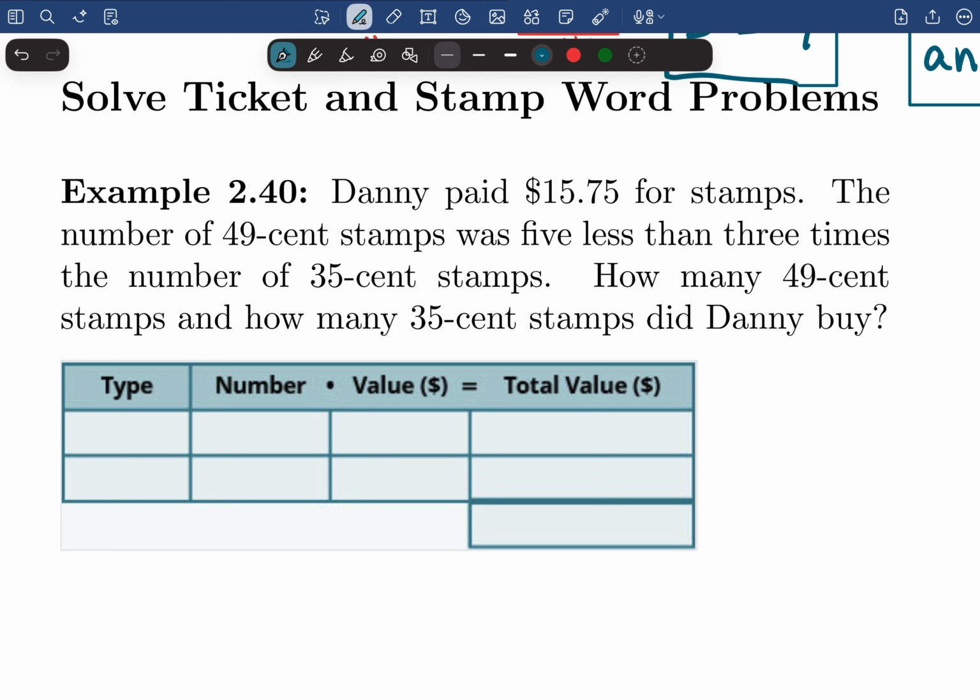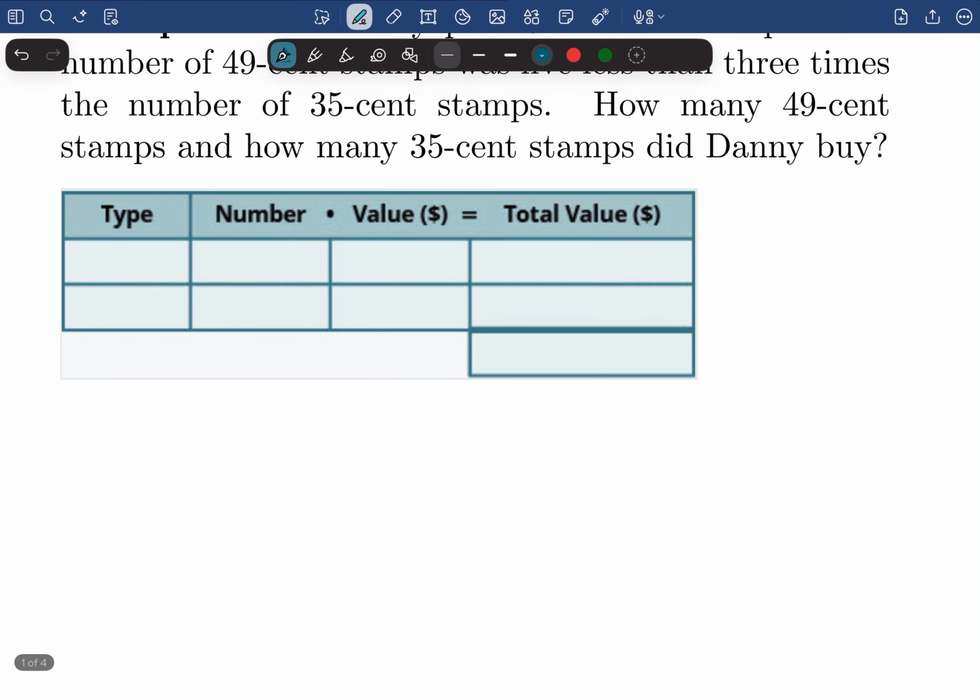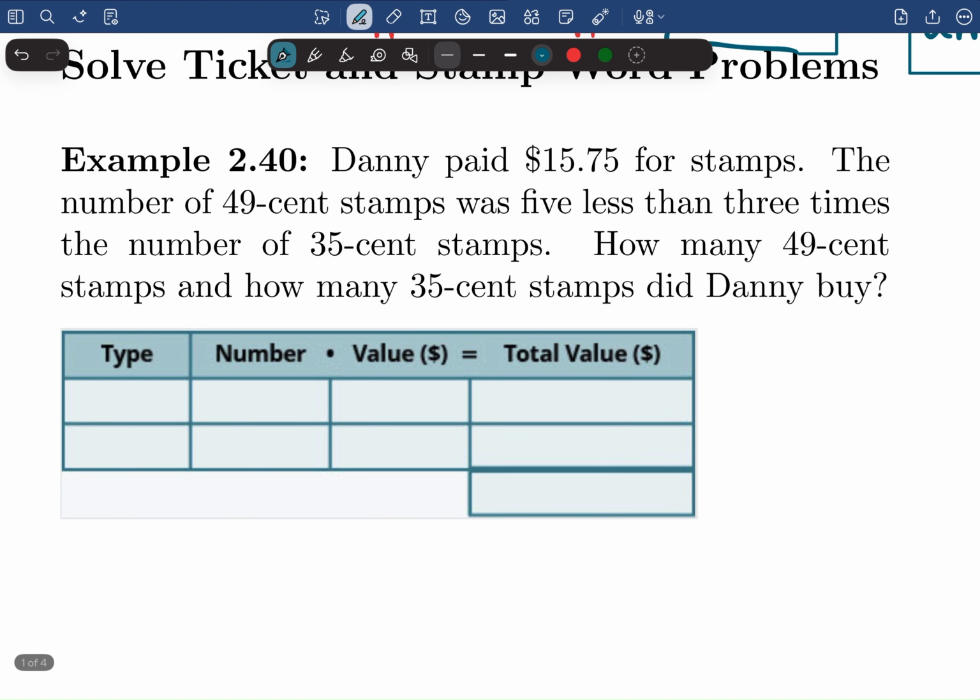Danny paid $15.75 for stamps. The number of 49-cent stamps was 5 less than 3 times the number of 35-cent stamps. How many 49-cent stamps and how many 35-cent stamps did Danny buy? Great. So let's organize this information into the same type of table. Now, we've got 49-cent stamps and 35-cent stamps, right? So I'm going to put that. These are the types of stamps, 49 cents and 35 cents.